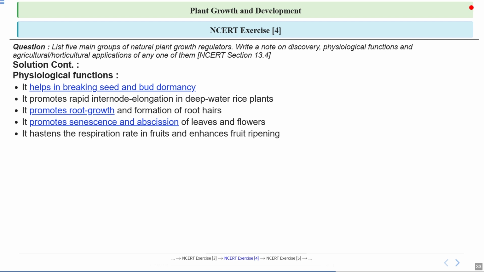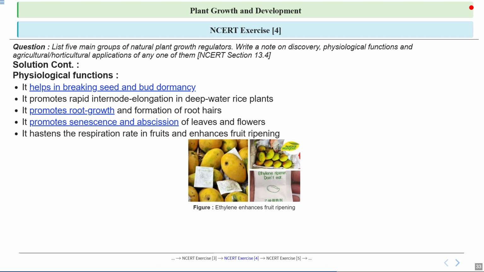It hastens the respiration rate in fruits and enhances fruit ripening. This is why bananas and tomatoes ripen faster when kept together. Fruits contain ethylene, and due to its gaseous state, the impact is also great. So you can see in the image how ethylene enhances ripening. Notice how the fruit changes color and texture as it ripens, all thanks to ethylene.